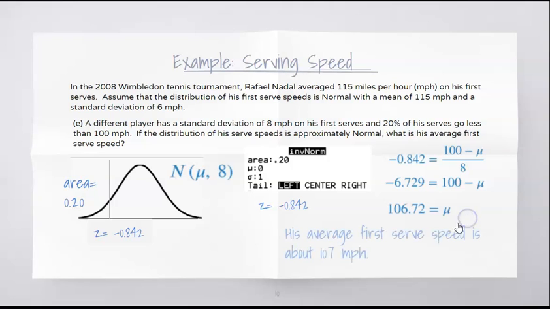So correct interpretation would look like this. His average first serve speed is about 107 miles per hour. You could round that to 107. That's fine. Or you could leave the decimals. It's fine also. Doesn't matter which way you want to go with that. But you do need to show the work and have all the steps included.